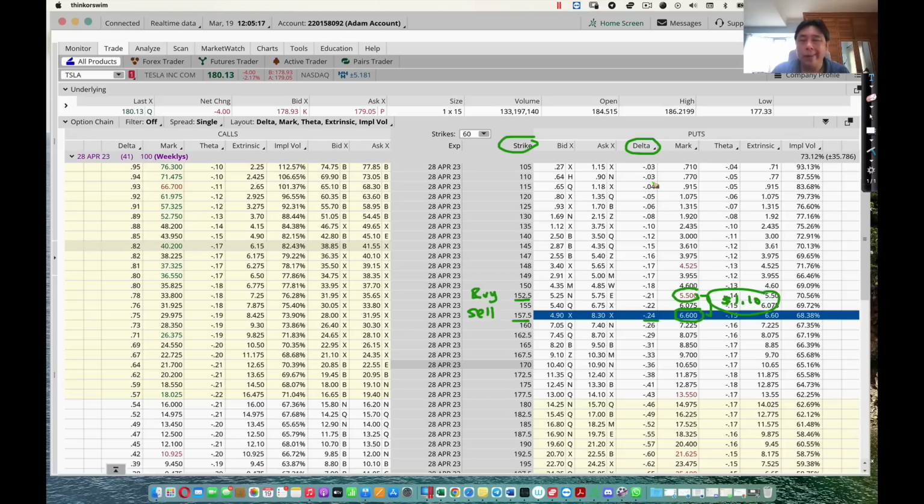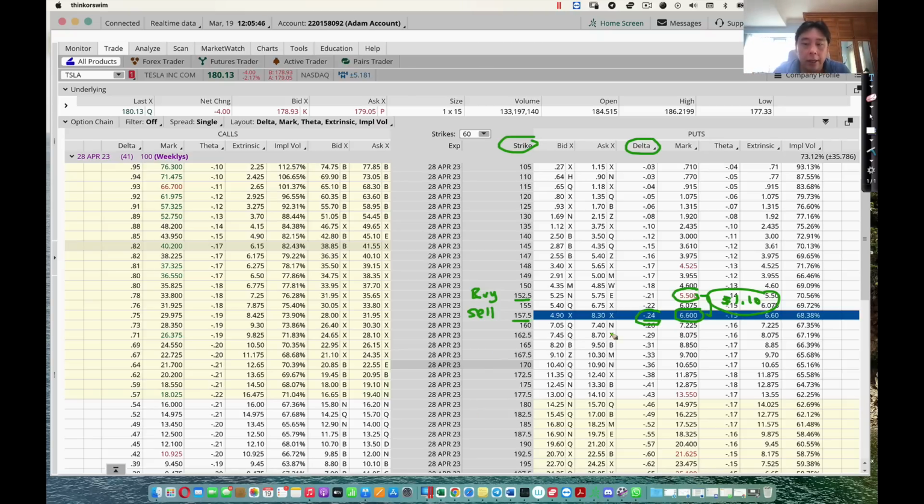Now, what the hell does delta mean, right? Delta means a lot of things, but one of the things that delta means is that by selling at 24 delta, there's roughly a 24% probability that the stock price will drop below 157.5 and close below that. There's only a 24% chance of that happening, which we don't want, because if it drops to that, we lose money, right? We want it to stay above 157.5.